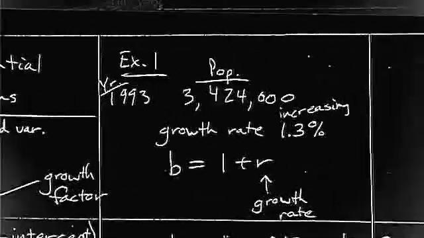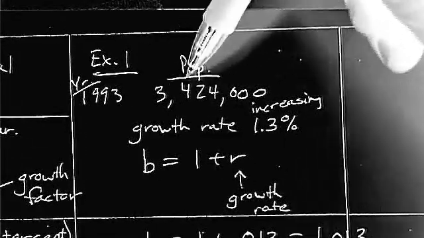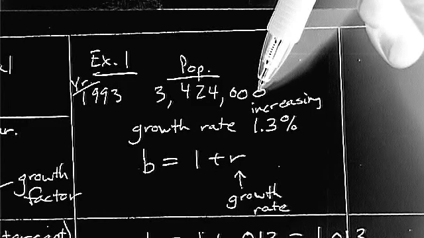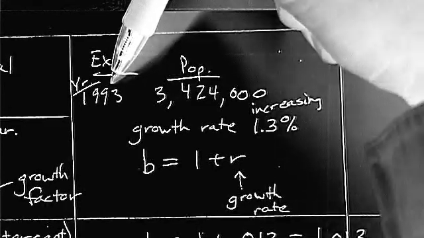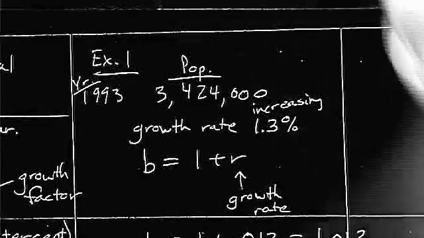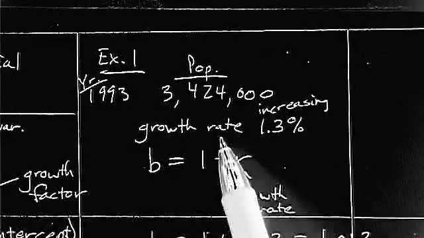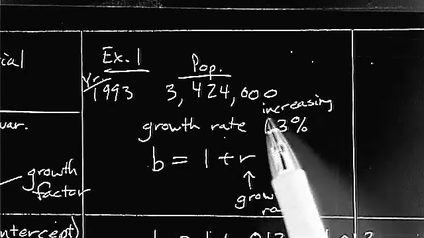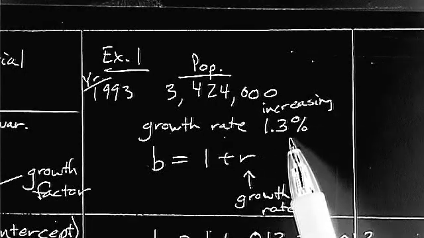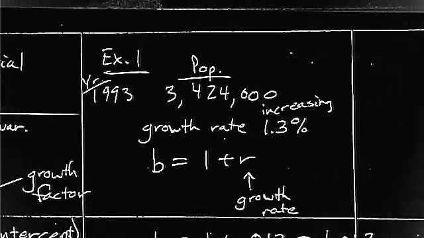Let's give you an example. In example 1, we have a population of 3,424,000. That is the starting population, and that was measured in New Zealand in the year 1993. This is according to example 1 that's in our textbook. The growth rate, not to be confused with the growth factor, is increasing at 1.3%. Now, we talked about how to change the growth rate into a growth factor.